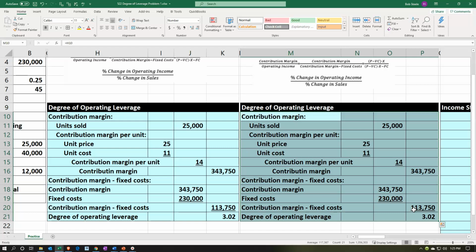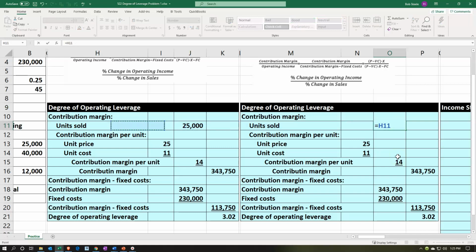Now we're going to just make the one change over here, which is that this amount needs to be not the 25,000, but now the 40,000. So I'm just going to select over here the 40,000 instead of the 25,000. And there we have our change. Everything else remains the same.